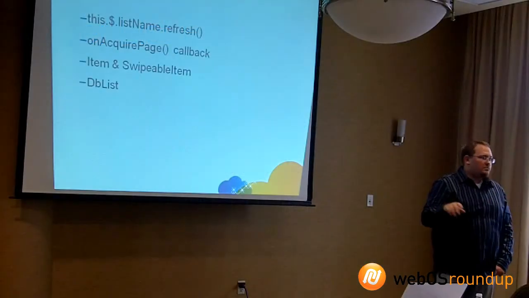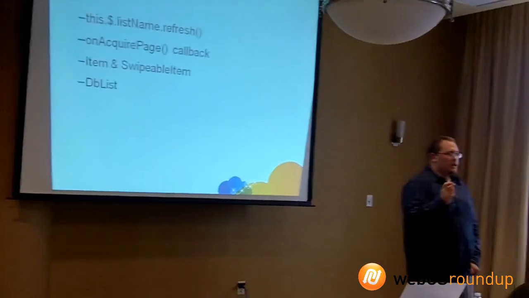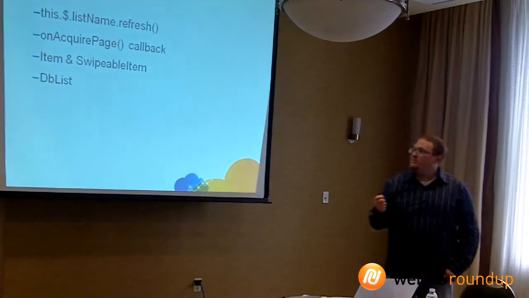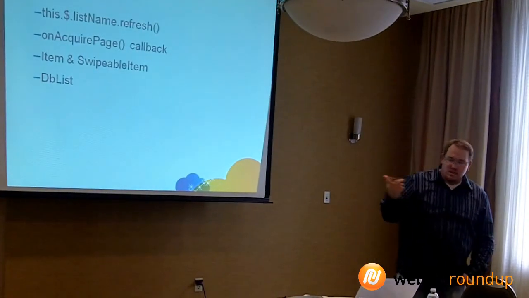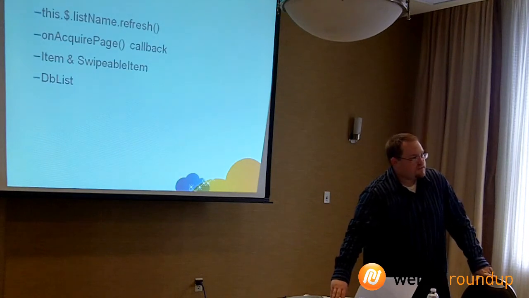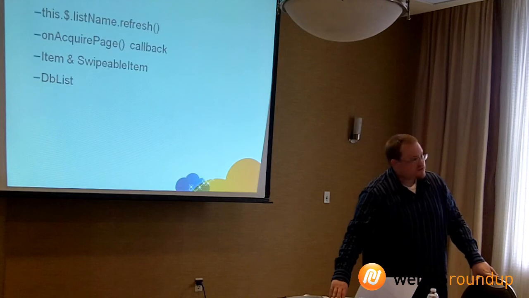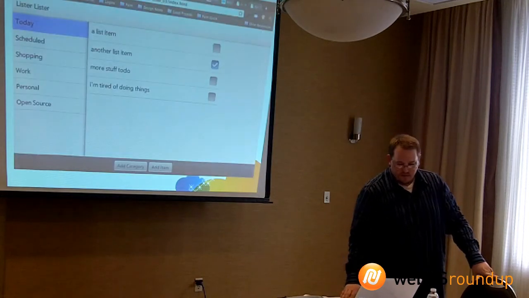Item and swipeable item. So when you want to delete something, you don't set it as an item kind. You set it as a swipeable item. And I'll show you that. And then you have your DB list. So you can integrate directly with DB8, and it will pull the data. You just pass it to the list function, and it'll set up everything for you.